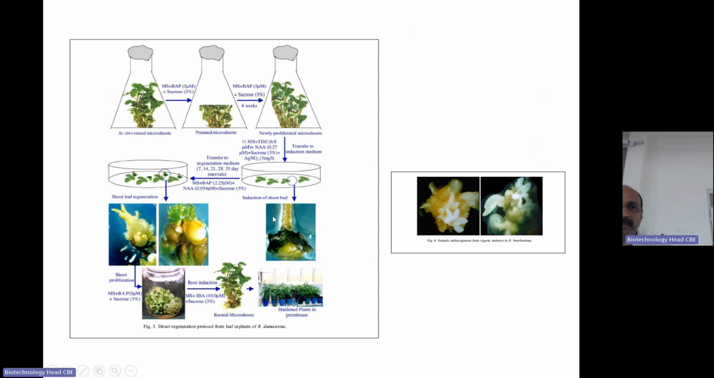Again, this is a different procedure: in vitro raised micro shoots. You get many shoots from the growing shoots. Whatever shoots you get, you can cut and replant, reculture them. So like induction of shoot buds, you get many shoots. From a single explant you can get many shoots, and from those shoots, on the next culturing, you can get many more shoots.